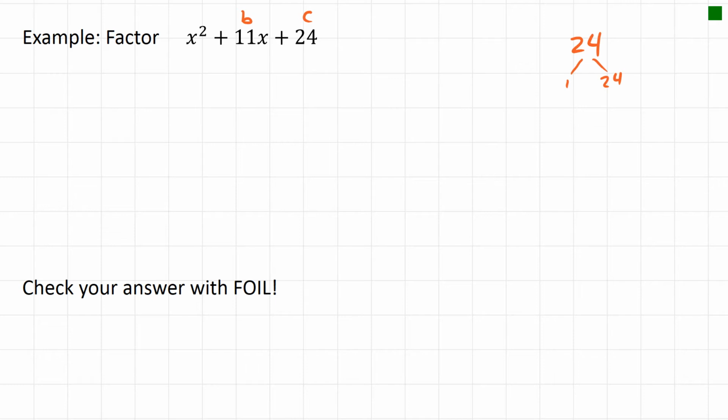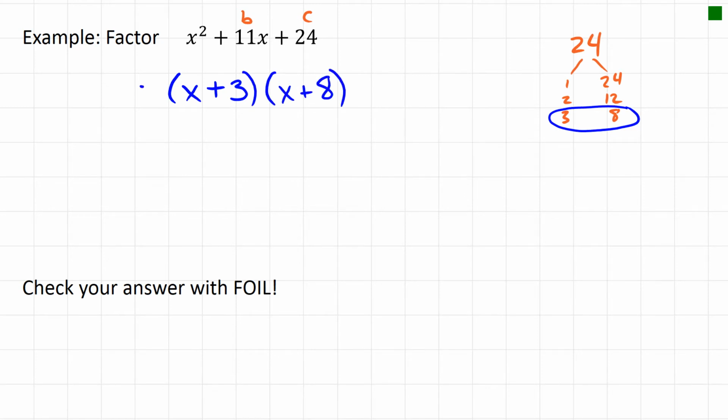No. So another pair would be 2 and 12. They add to 14, which is closer, but still not right. Another pair is 3 and 8. Oh, well, look at that. 3 times 8 is 24, and 3 plus 8 is 11. So these are my pair of numbers, 3 and 8. So now, to factor it, I write x plus the first number, which is 3, and x plus the second number, which is 8. And this should be my factored answer.